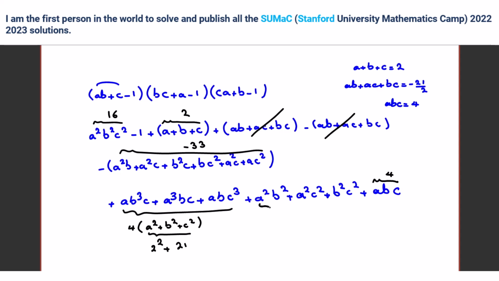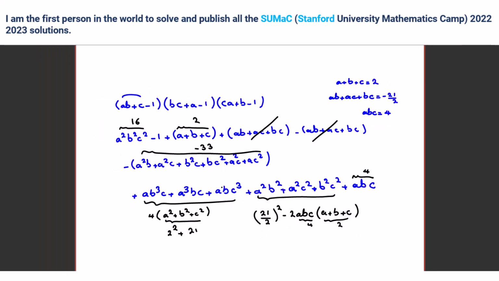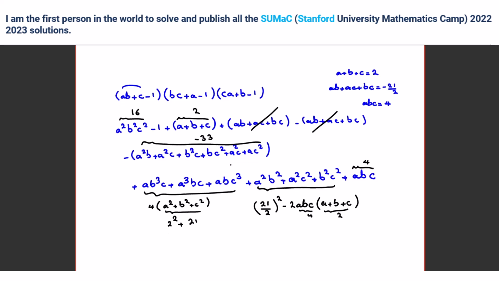Okay, so only this part is left. So how can we calculate this? This one is 21 over 2 squared. Then minus 4 times 2, minus 2 times the product of them. If you factor from A, B, it will be A plus B plus C, right? Minus 2 times 4 times 2. Exactly. Okay, and then the rest is calculation, right?